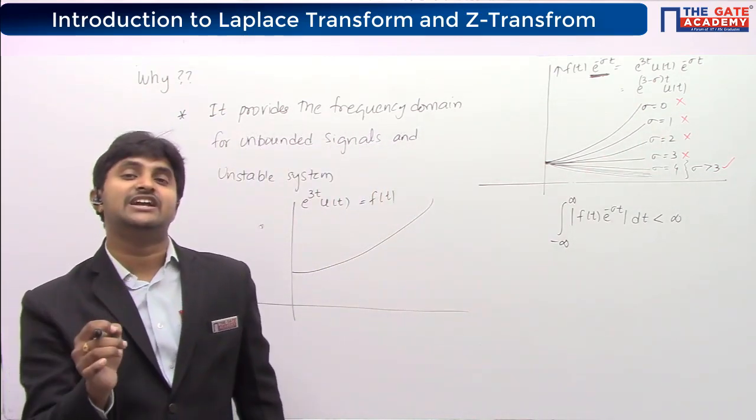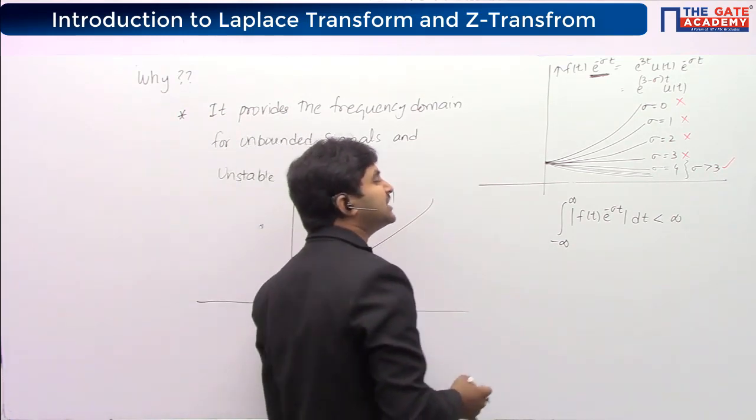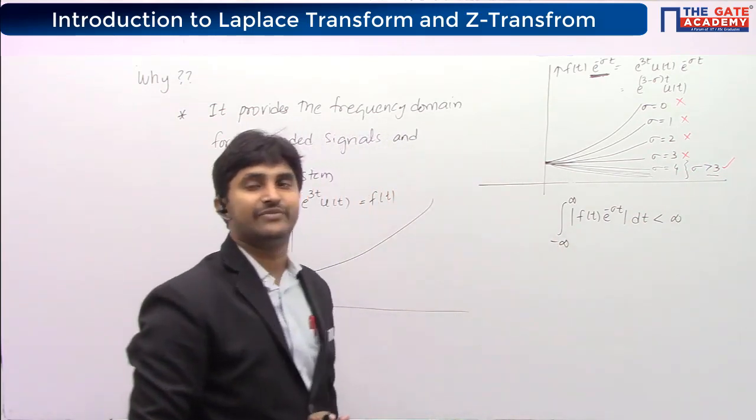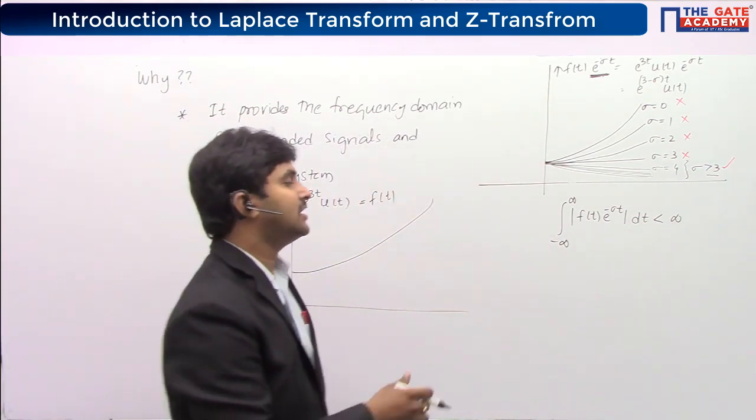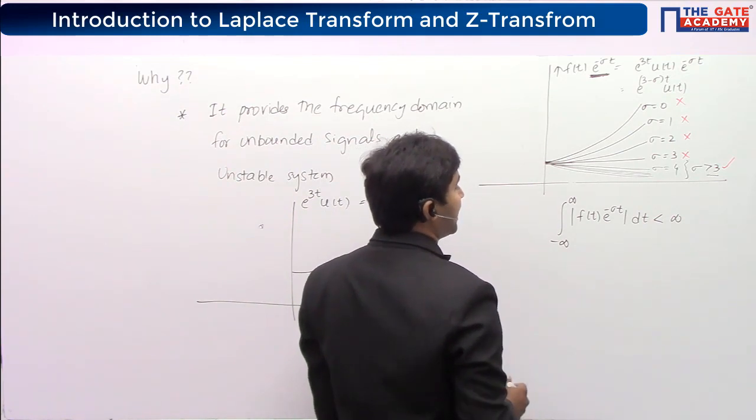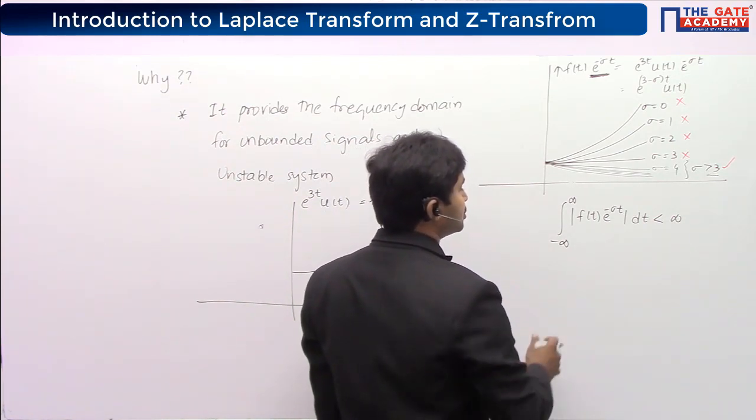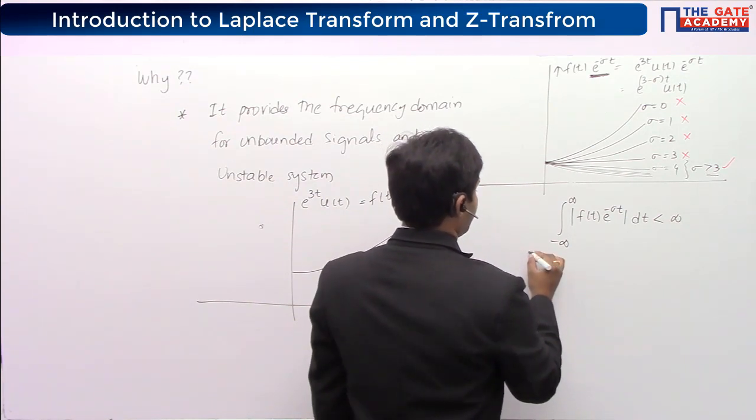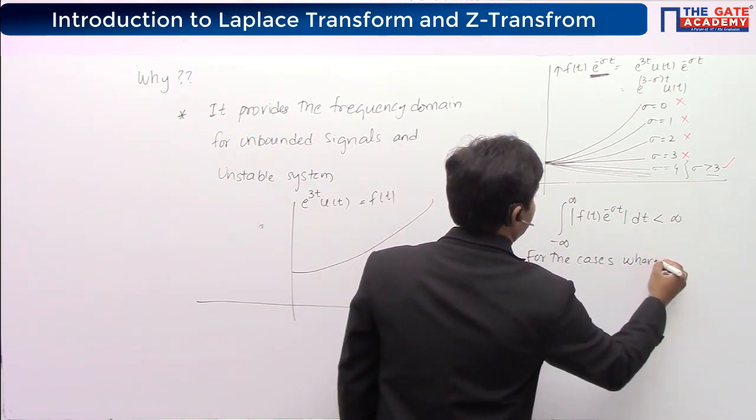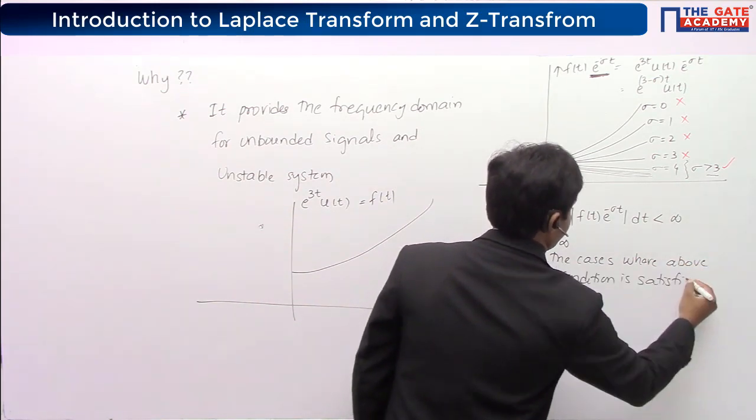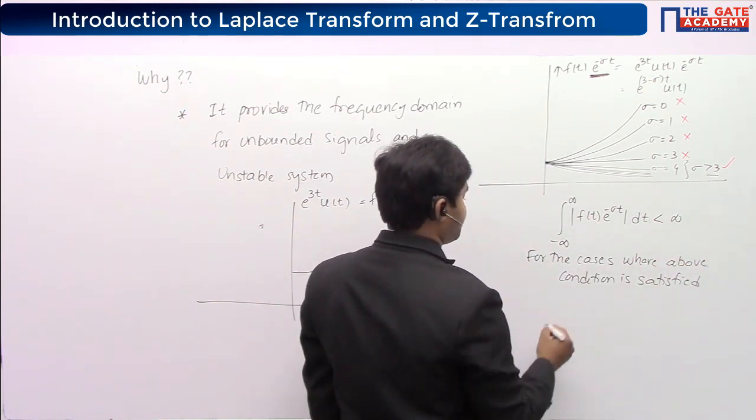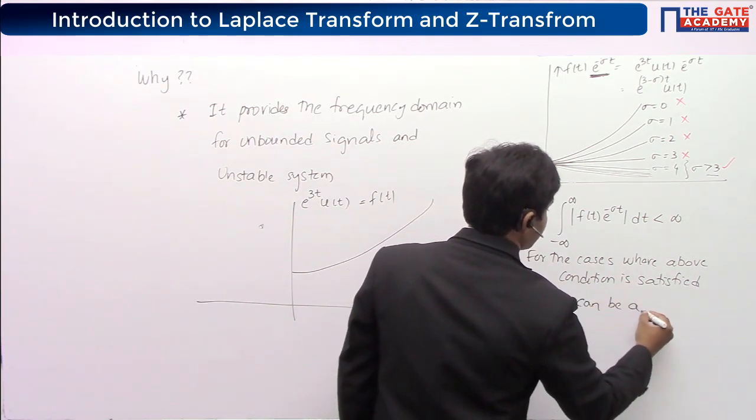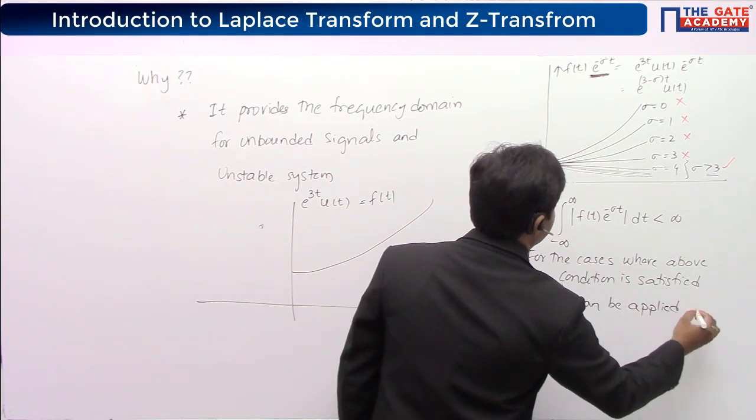Now for any value of sigma greater than 3, this condition is going to be satisfied. So in any case where it is satisfied, I can go ahead and apply the transformation. So for the cases where the above condition is satisfied, the Fourier transform can be applied.